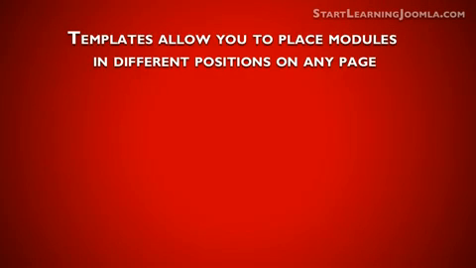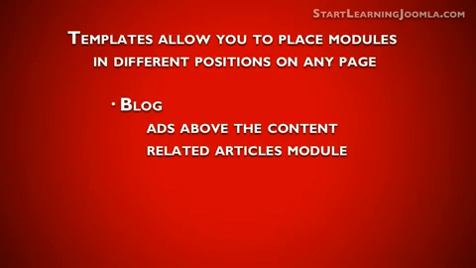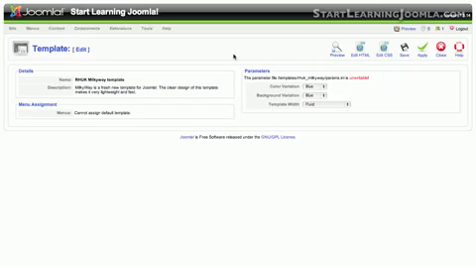For example, the blog part of your site may have a module displayed above the article showing related articles. These are great for blog pages, but you don't necessarily want to have the same thing on your customer support pages. Those support pages may have a special menu for navigating all of your support documents, for example. Joomla's template system is extremely flexible for doing just these sort of things.